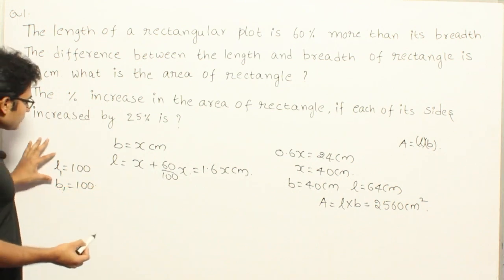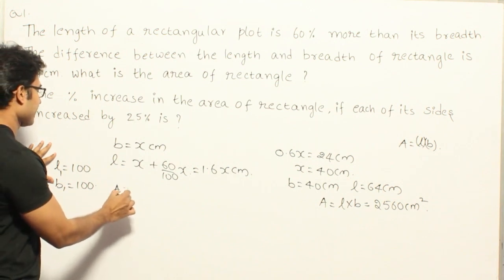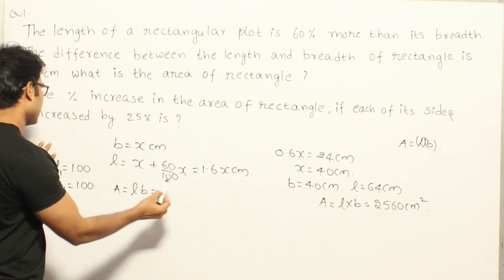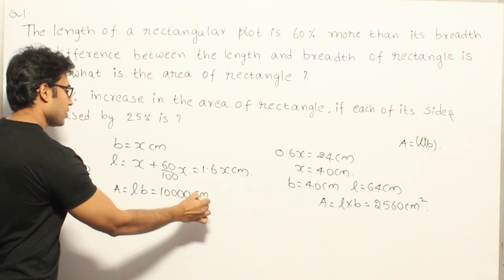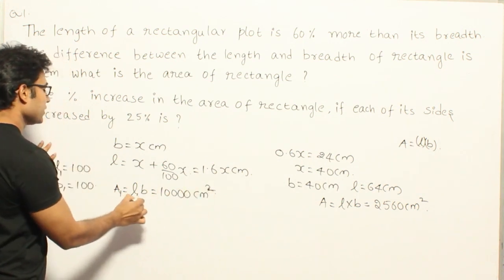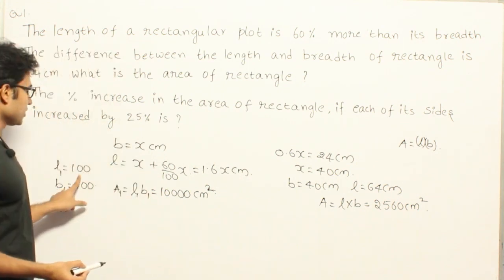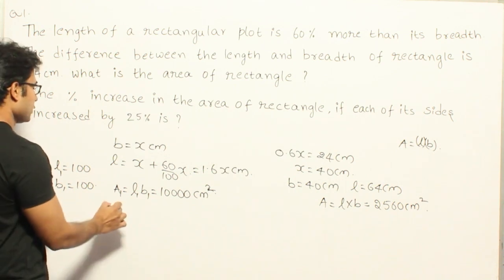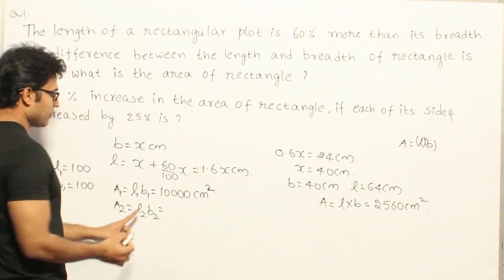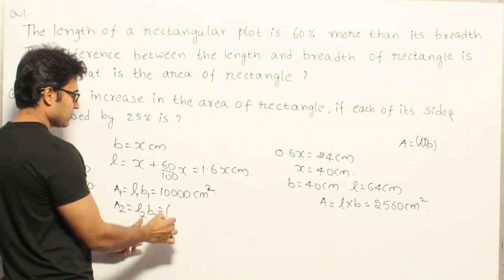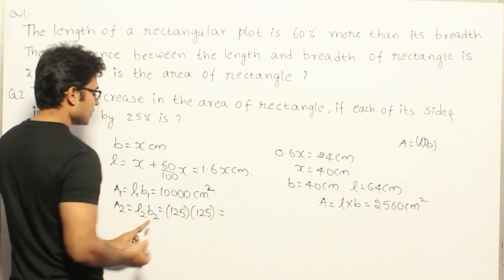Okay. Now what is initial area? The initial area is L into B. So it is 10,000 square centimeters. Okay, that is the initial area. Now they are saying that both of them are increased by 25%. Therefore this one is increased by 25 and this one is increased by 25. So what do you get? A2 equal to L2 into B2. Now both of them are increased by 25%, which means this one is 125 and similarly breadth is 125, right?